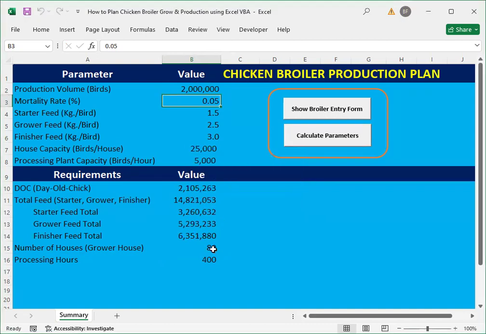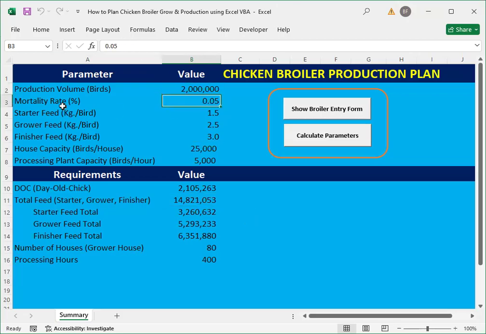Okay, now we need more houses, 80 houses, and the processing hours will become 400. The feeds would become 14,821 kilograms, 1,000 kilograms. So there will be more money that we're going to put in our investment, to produce the feeds, to buy the day-old chicks. Now we're going to need 2,105,263 day-old chicks.